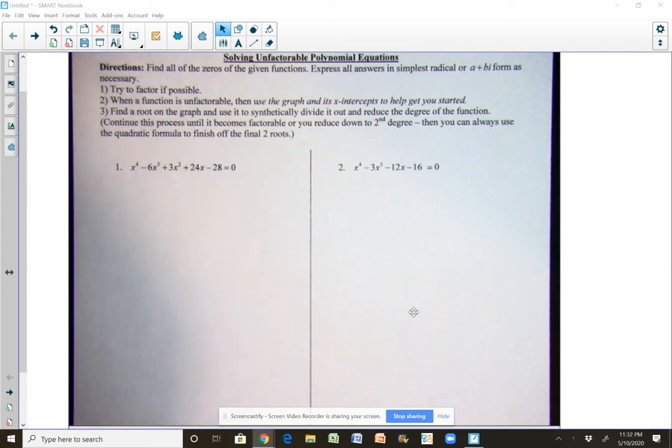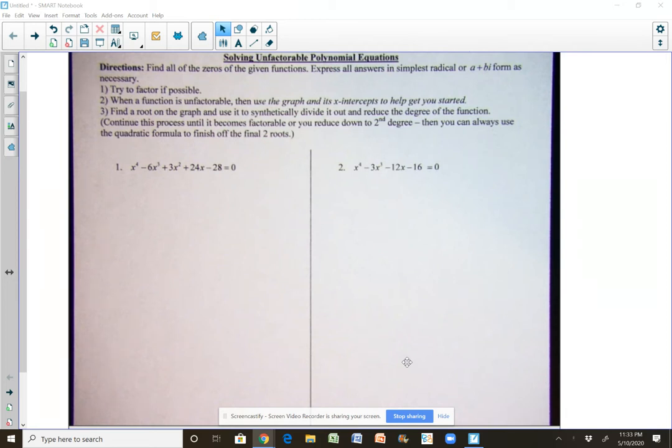Hey, welcome back, guys. Just reaching the end of the week here, and we're going to try solving polynomial functions, but this time they're going to be unfactorable, not like they were earlier in the week where you could apply some form of algebraic factoring.